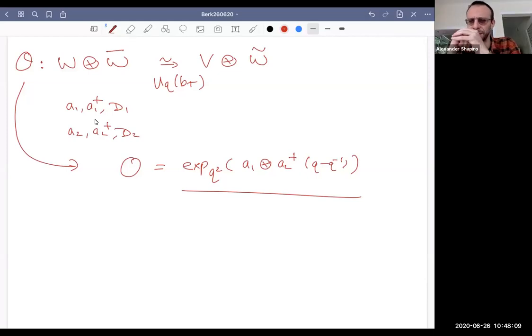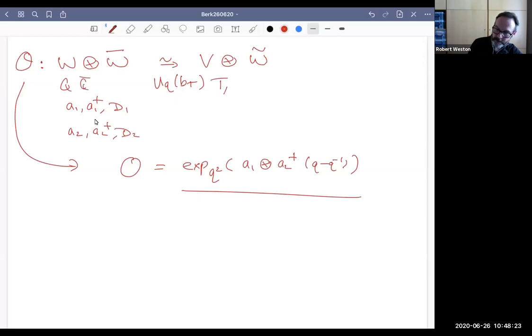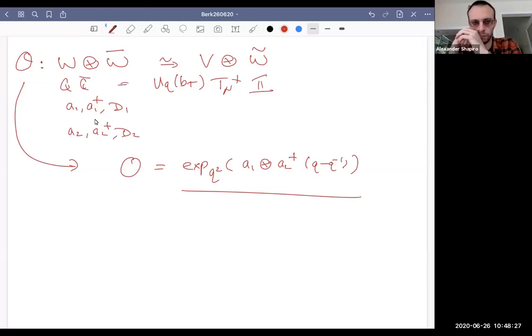So this is just a single object, and it's just a Q exponential. And yet it does this miraculous transformation. And so when you take the trace over these, you get Q, Q bar, and then you get the trace over this, which is this T mu, and then you get the identity.